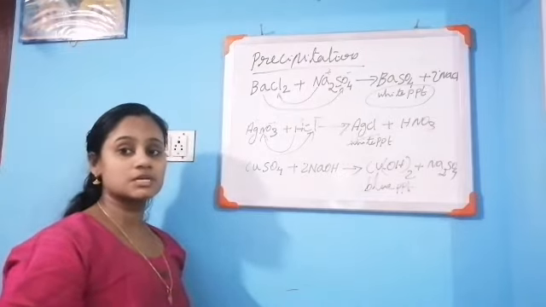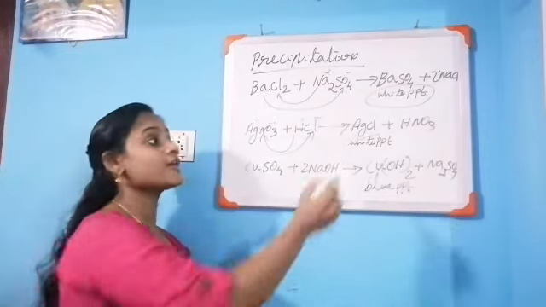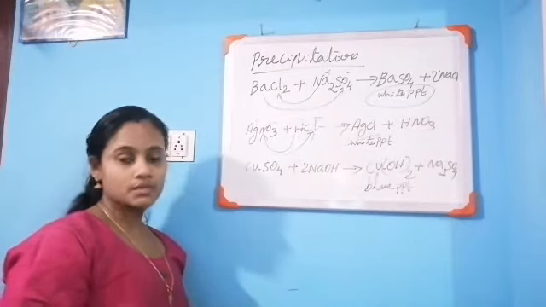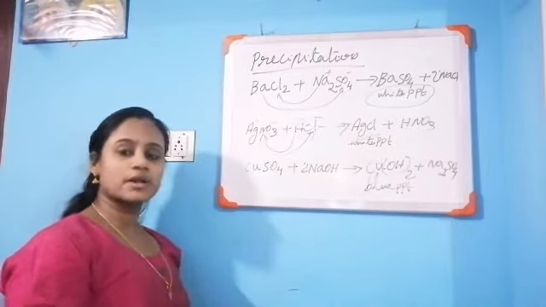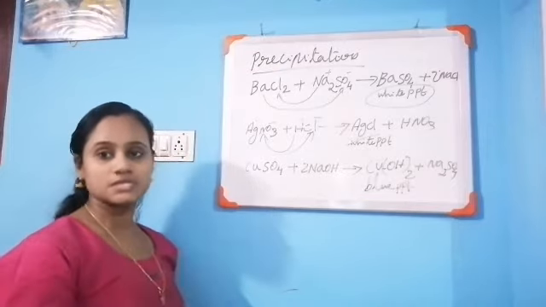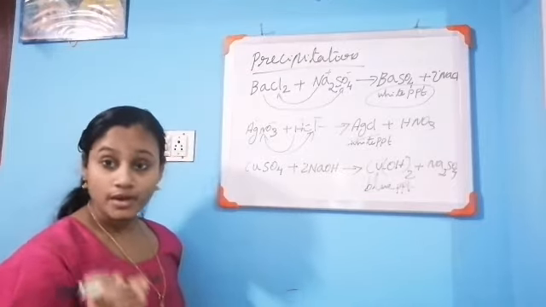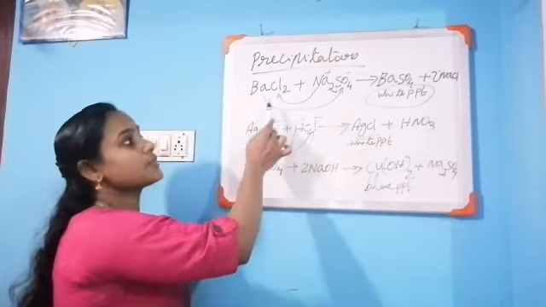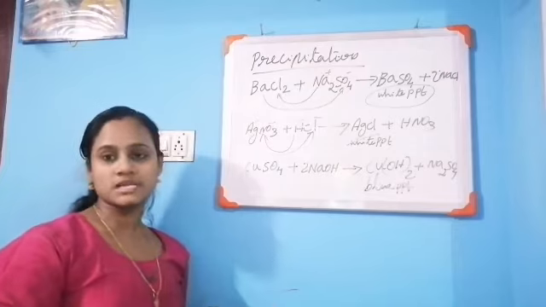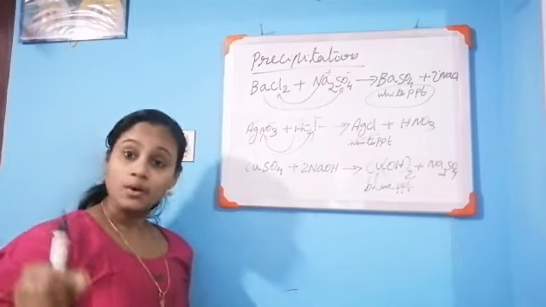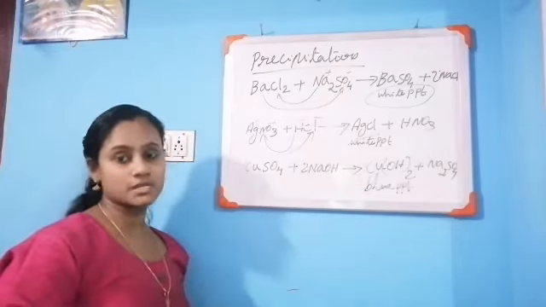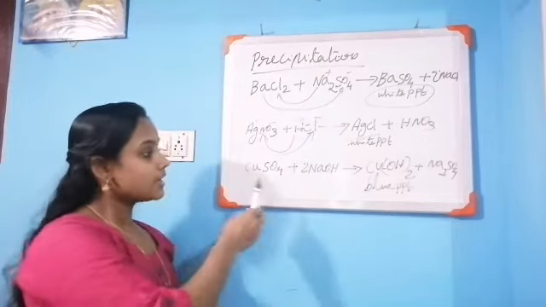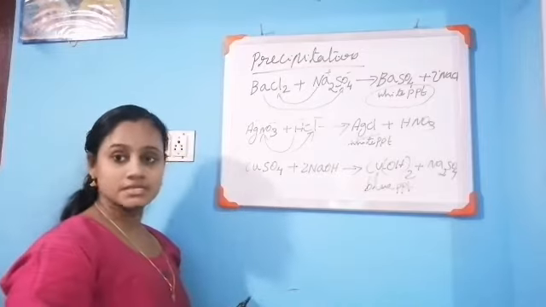Here what you observe: white precipitate of silver chloride is formed. Observation also will come. For example, hydrogen chloride is added to silver nitrate. What do you observe? White precipitate of silver chloride is formed. Barium chloride reacts with sodium sulfate. What do you observe? White precipitate of barium sulfate is formed. That type of question also will come. Clear, no, dear children? Next example, copper sulfate. It is a salt.